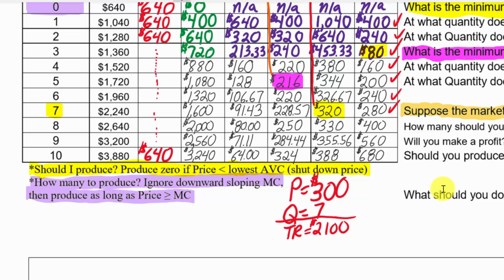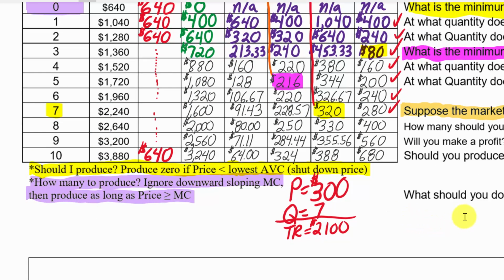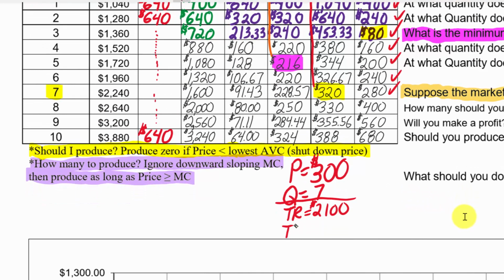How much is the total cost of producing these 7 units? Well, we just look up here at the table. Total cost, 7 units, $2,240. So total cost equals $2,240. Our profit, revenue minus costs, equals negative $140.